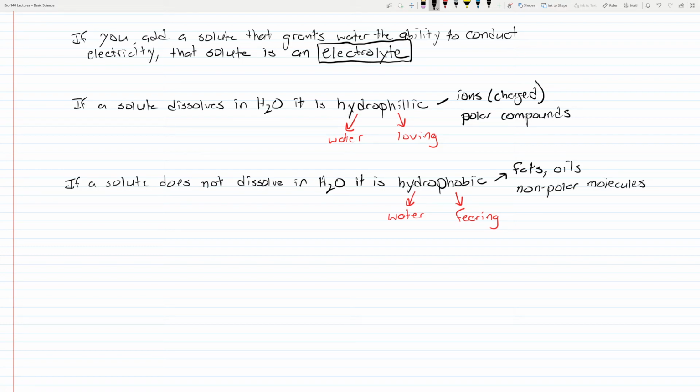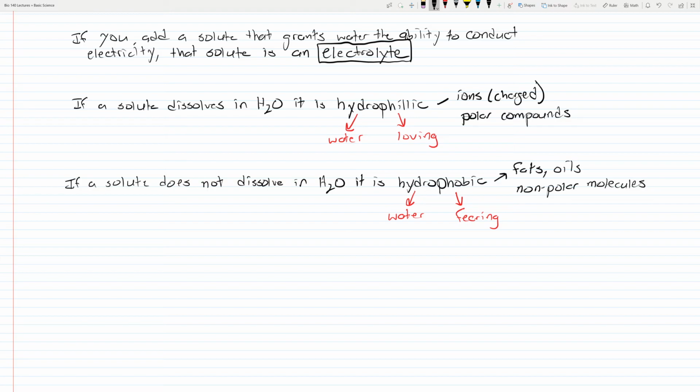Fats and oils are typically non-polar compounds. Okay, so solutions. We talk about water being one of the universal solvents, and then things that are dissolved in it, solutes. What things will dissolve inside of water, what things won't dissolve in water, and how water attaches to things when we're in water.